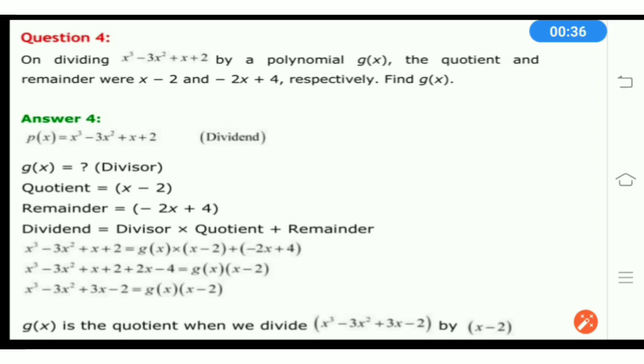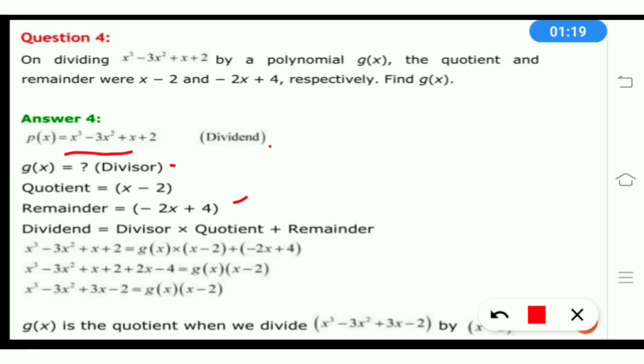That means the dividend is given, and the quotient and remainder are given. Here dividend equals x cube minus thrice x square plus x plus 2, quotient equals x minus 2, and remainder equals minus twice x plus 4. So we find the divisor, that means g of x. Here p of x equals x cube minus thrice x square plus x plus 2, this is the dividend, and g of x is the divisor, which we find, with quotient x minus 2 and remainder minus twice x plus 4.